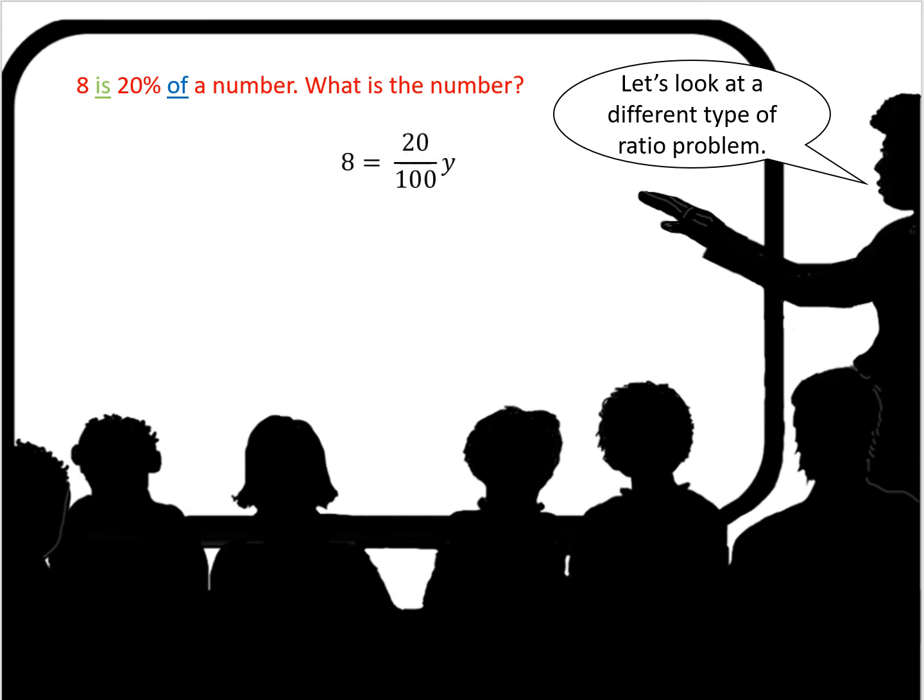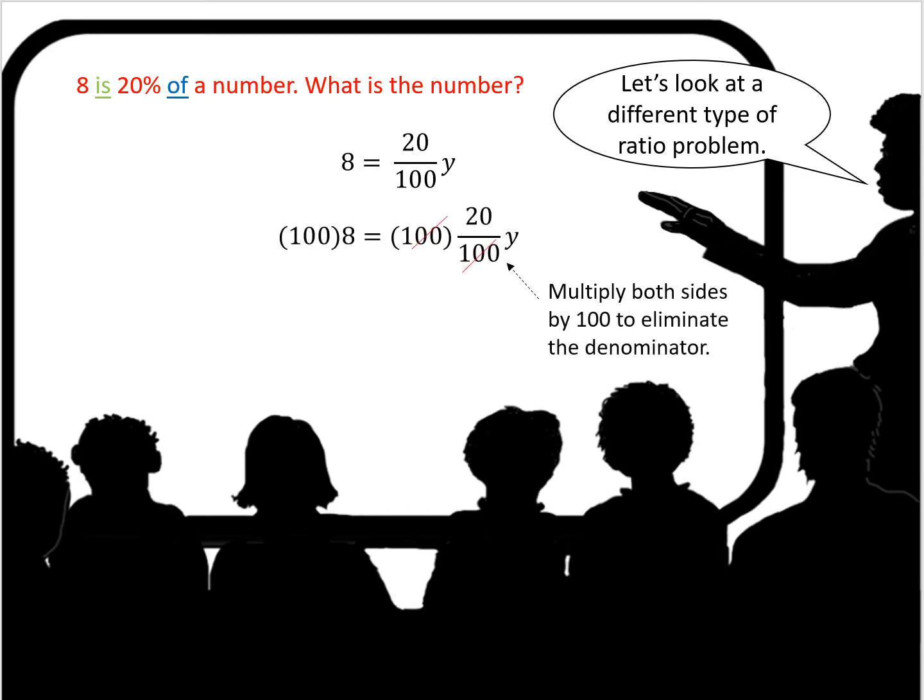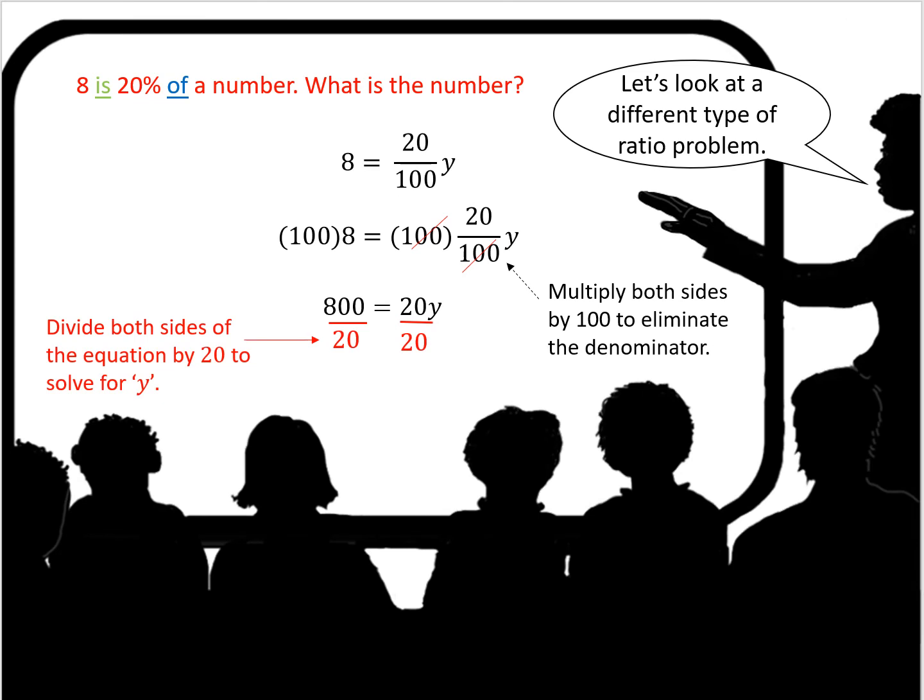8 equals 20 over 100, which is the percent, times y. Y is the number. We're going to multiply both sides by 100 to eliminate the denominator, and we end up with 800 equals 20y. We divide both sides by 20 to isolate the variable, and we find that y equals 40.